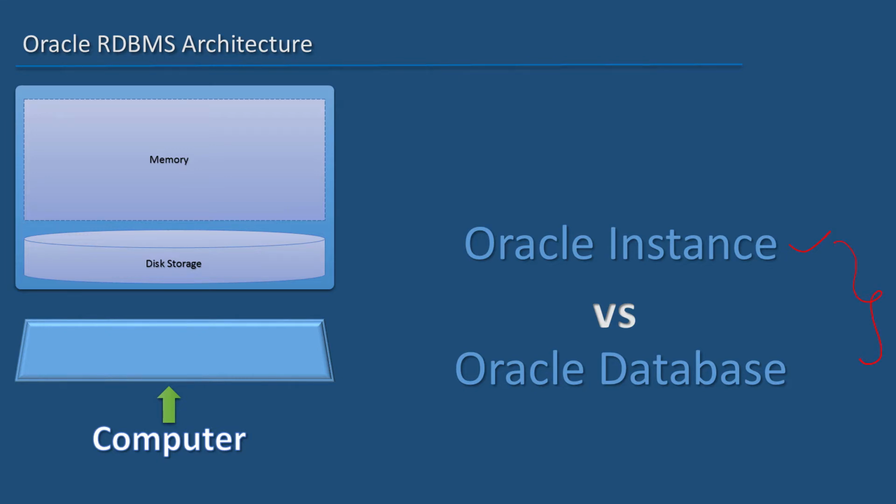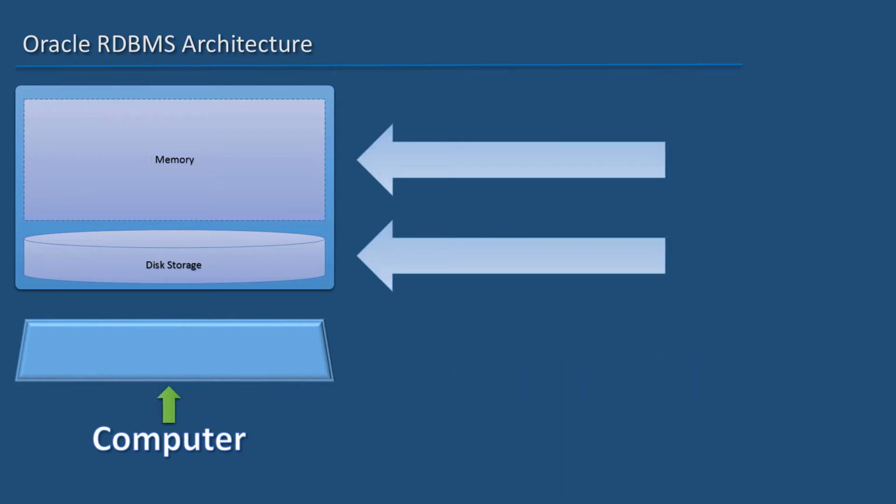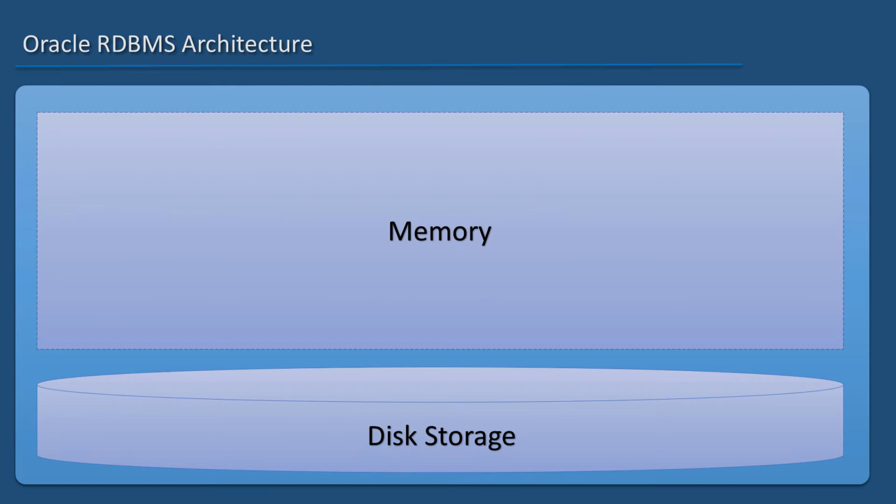So, let us take a computer and let's get to the point. A computer has a disk device where the files are stored. It also has RAM, which is also called memory. So let us take a quick and close look. Now we zoomed into the memory and disk storage.